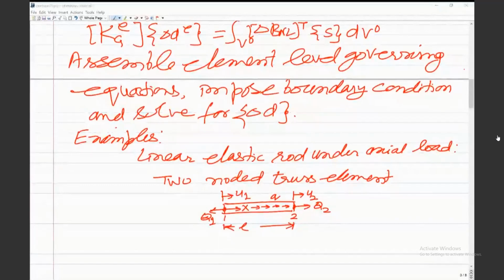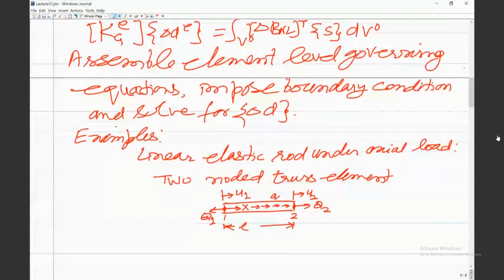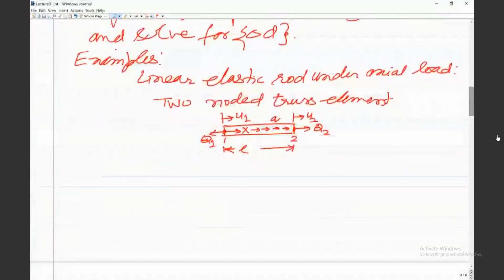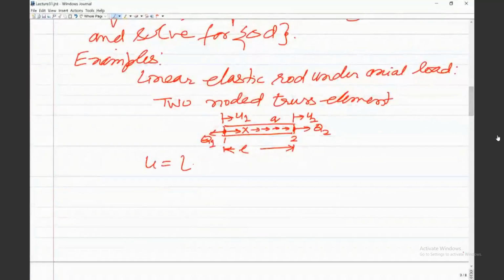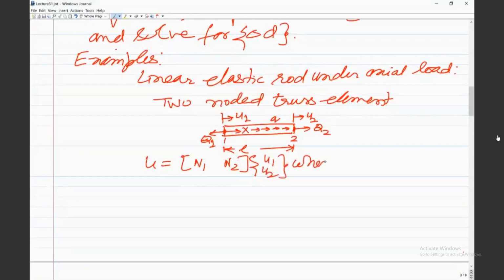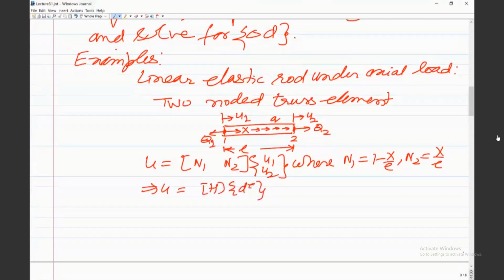Yeah, okay. Now you already know that for this case we write u in terms of the shape functions n1 and n2 into u1 and u2, as we do in the linear finite element formulation, and n2 is x by l. This is the interpolation matrix H, and this is the vector of elemental degrees of freedom. So this is H and this is D.